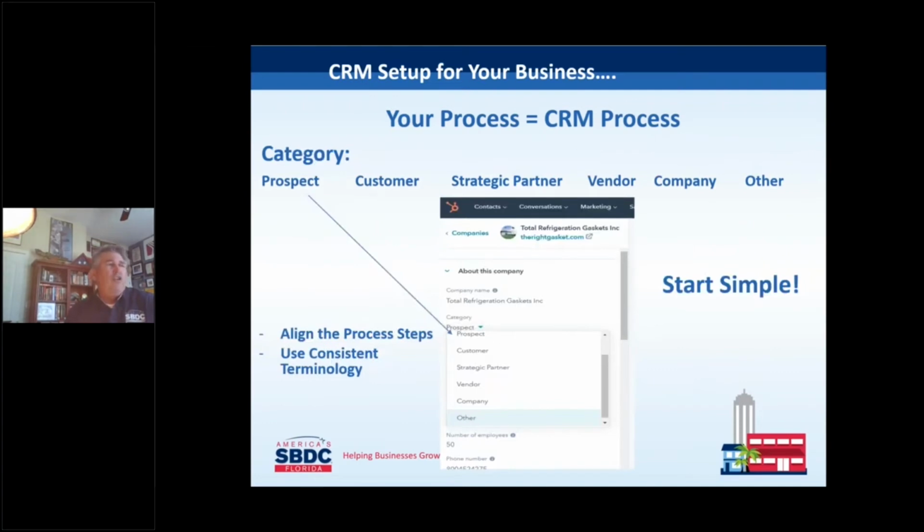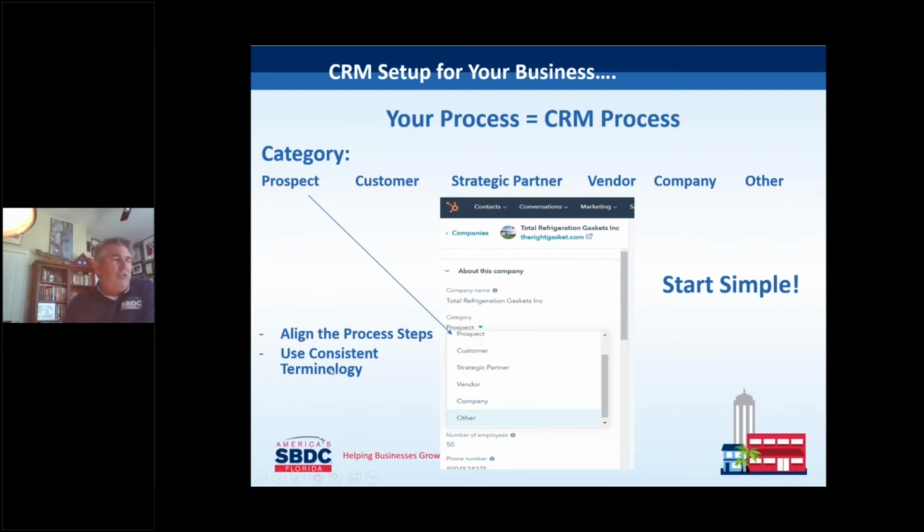Okay, now this is what it looks like in the CRM. So we talked about the category, prospect, customer. So every time you enter a new company into your CRM, you can assign them this category. And say you met somebody, they're a strategic partner, they're not really a competitor, they're not really a prospect. So you enter the company, you enter the contact, and you put them in as a strategic partner. Now they're stored in the CRM as a strategic partner.